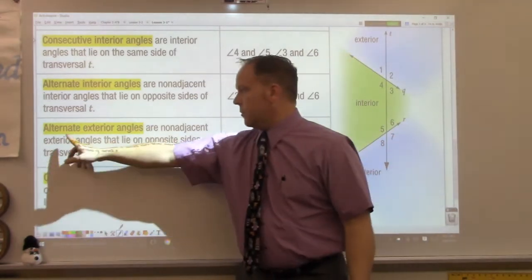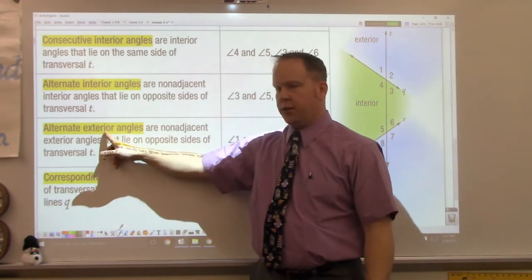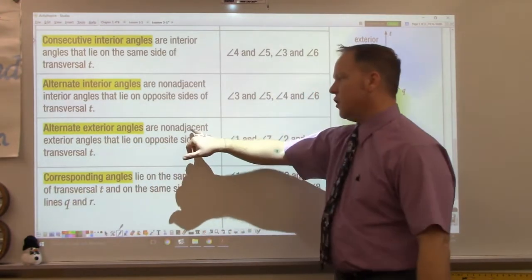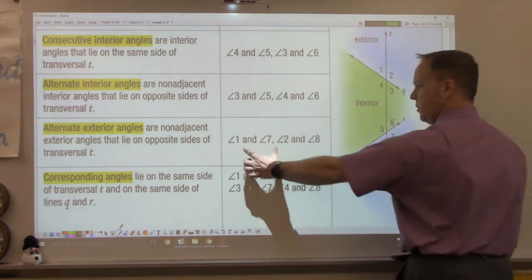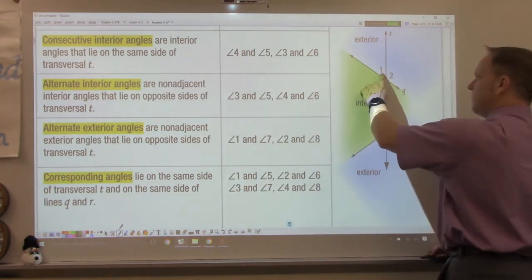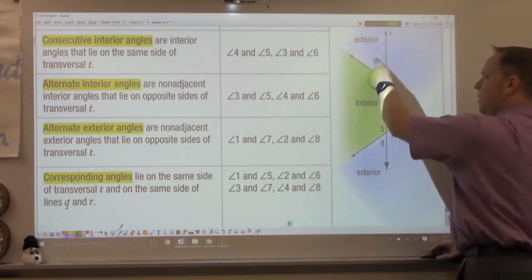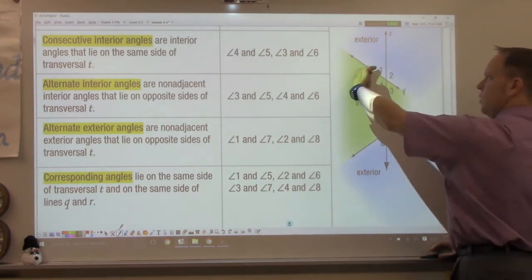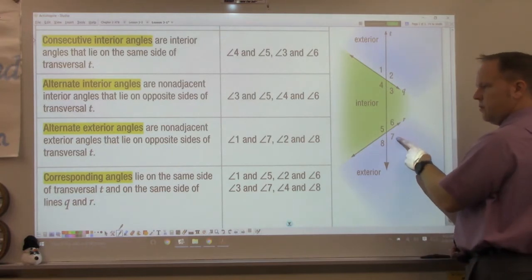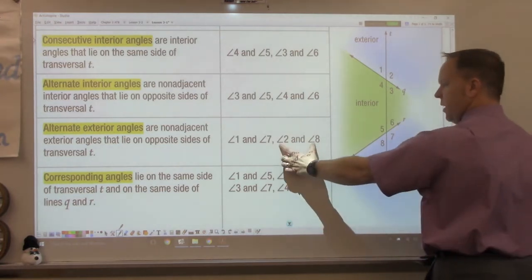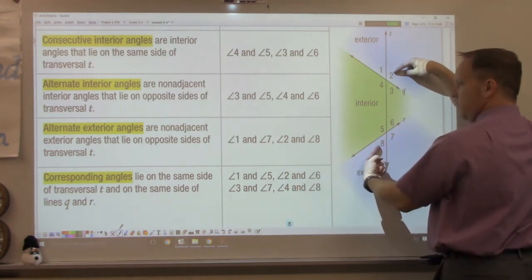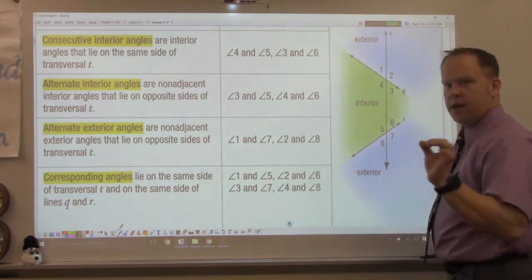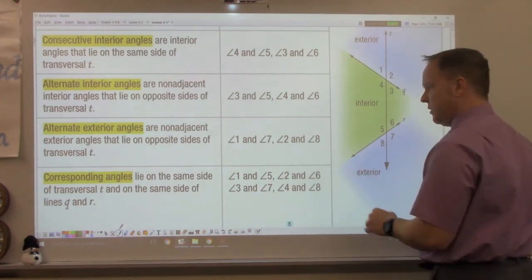Now we're going to switch it up. Alternate exterior. Now we're outside. Again, non-adjacent, opposite sides of the transversal. So the first pair they name for me, angle 1 and angle 7. One from the top group, one from the bottom group. 1 is on the left, 7 is on the right. The other pair, angle 2 is on the right, angle 8 is on the left. Right, left, different sides of the transversal, not next to each other. Very important to be non-adjacent.